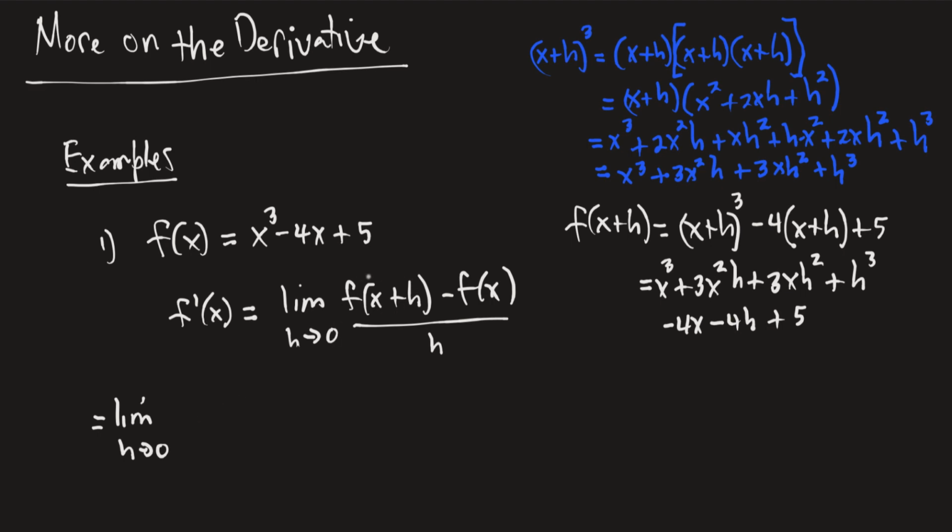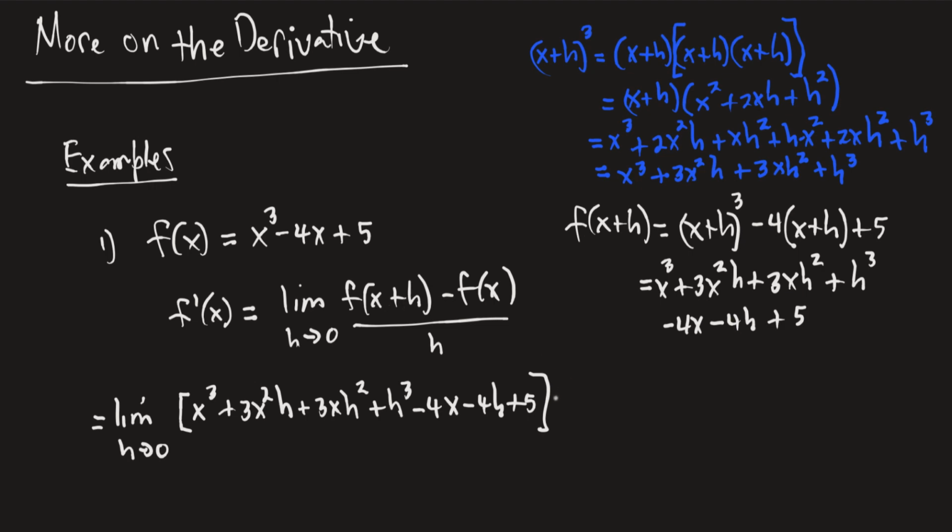So we're going to start by writing this down, and I'll put it in square brackets so you can see each of the expressions that are being used. So this is a long one. We have x cubed plus 3x squared h plus 3xh squared plus h cubed minus 4x minus 4h plus 5, right? So again, that's the f of x plus h term.